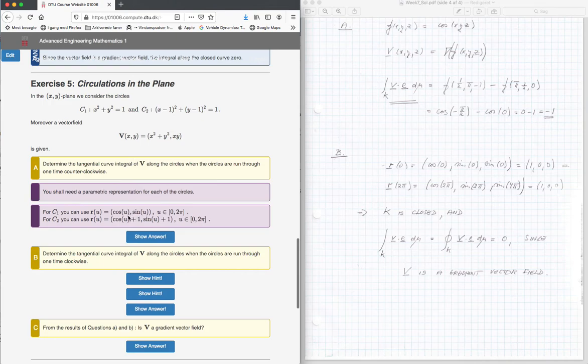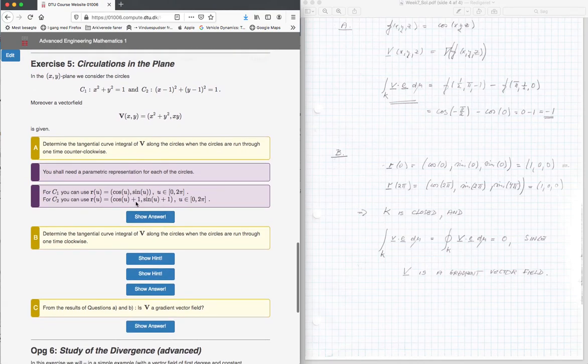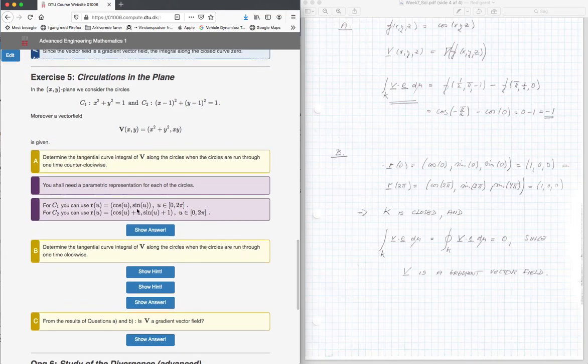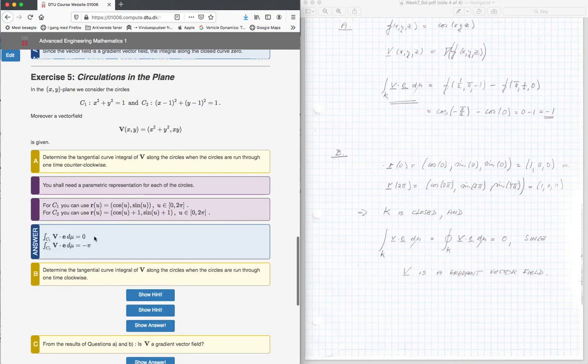and in the hint you're given two parametric representations of the two curves, and when you do that and you put this into your formula for the curvilinear integral, then you can do the integration and you get these results. So along the curve C1 it is 0, and along C2 it's minus pi half.